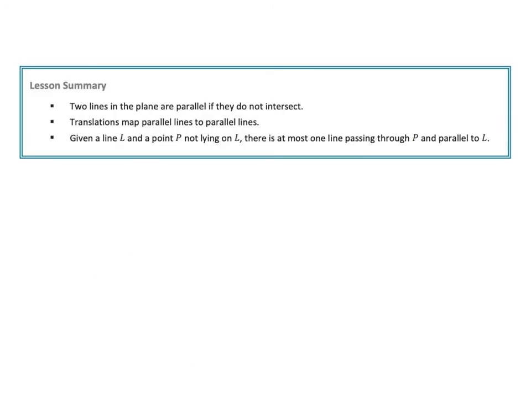All right, our lesson summary is that two lines on a plane are parallel if they do not intersect. Okay, translations map parallel lines to parallel lines. And if you have a point and you're drawing a line through it, if you draw another line through that same point, it's going to be the same line, right? So you're going to be overlapping.